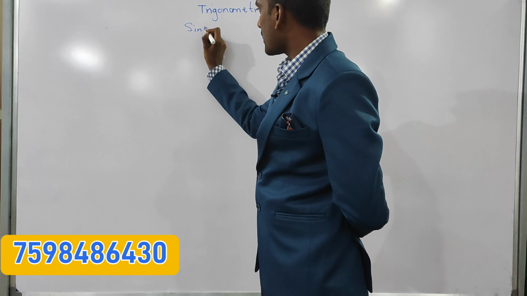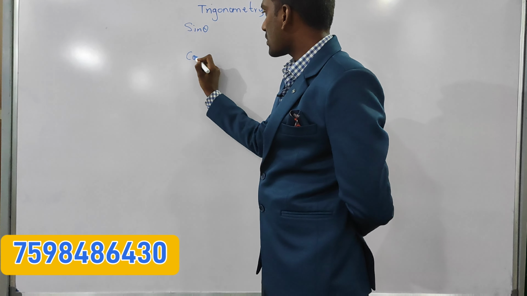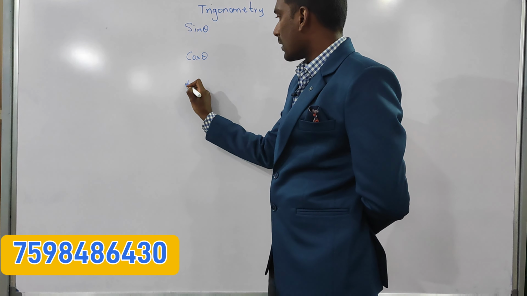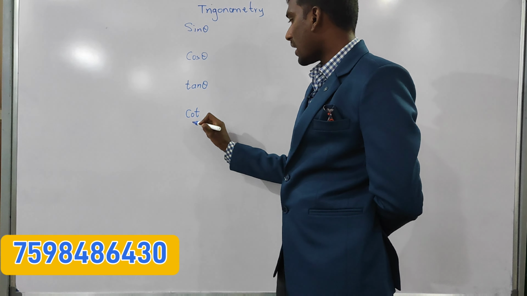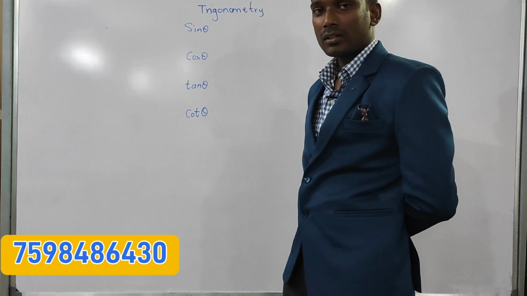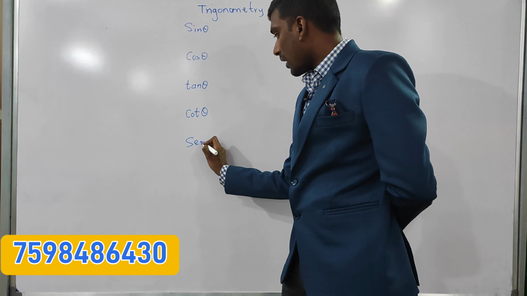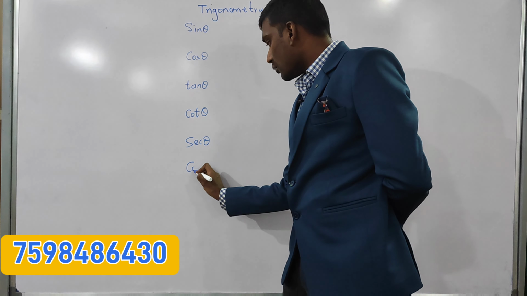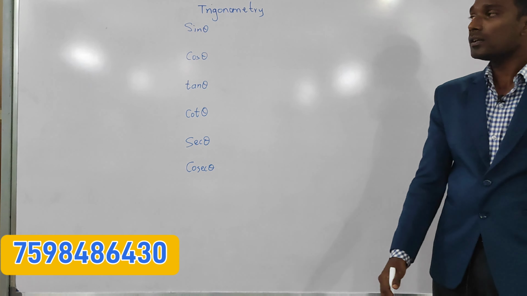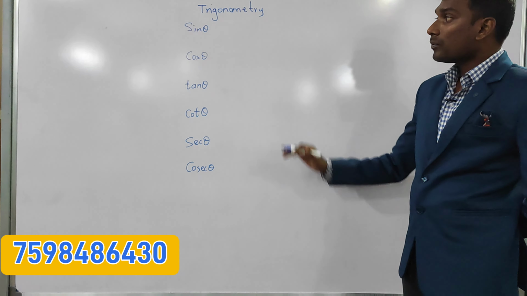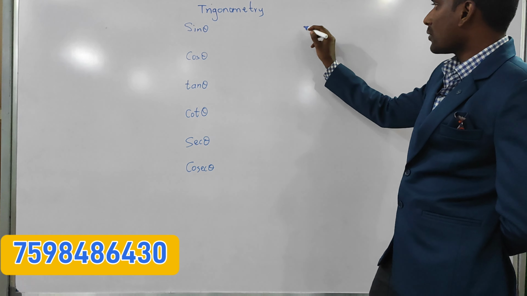The first one is called sine theta, the second one is called cos theta, next one is called tan theta, next is cotangent, or I can just say it in short, cot theta. Next you have secant theta, and then you have cosecant theta. So these are the basic 6 trigonometrical ratios. Okay, now they have some definition. Now let us try to understand that.